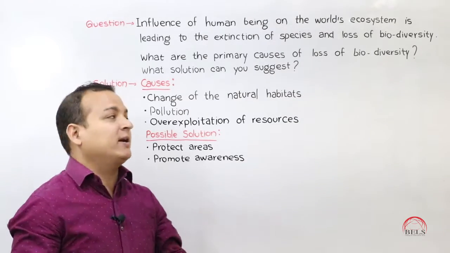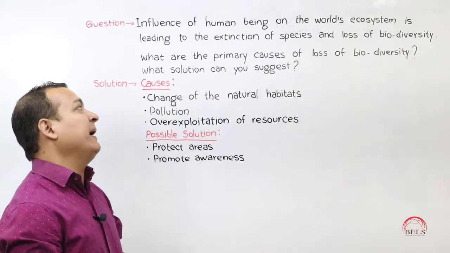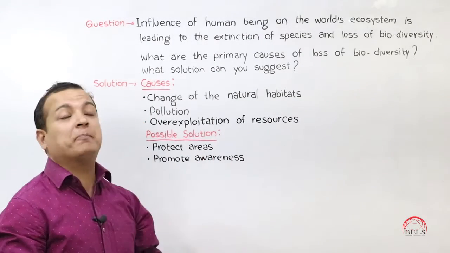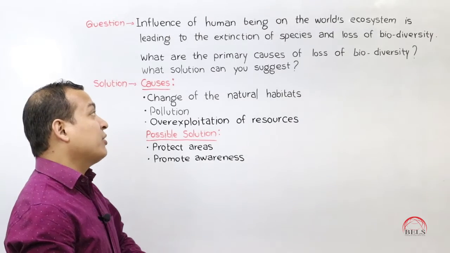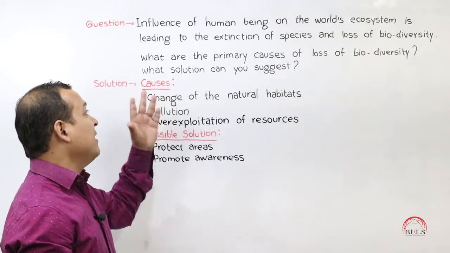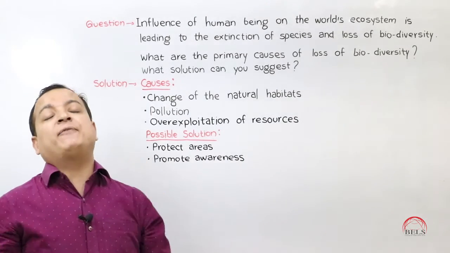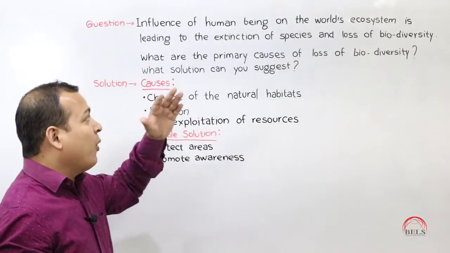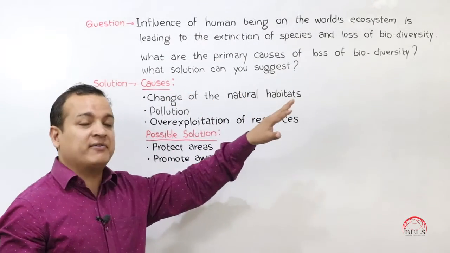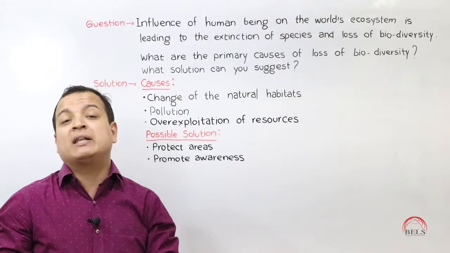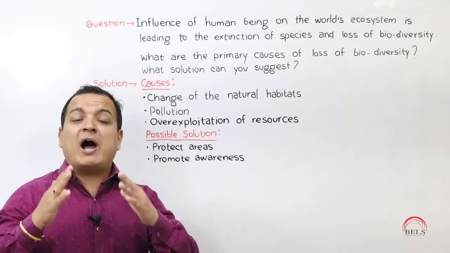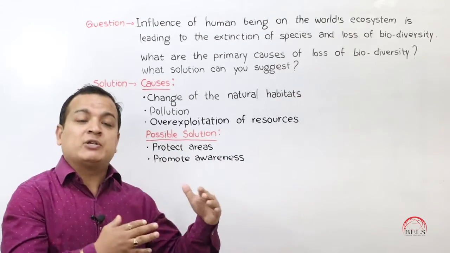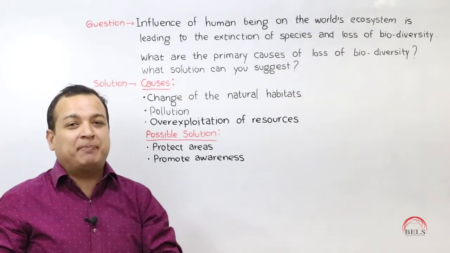Now we have one question here, that is, influence of human beings on the world's ecosystem is leading to the extinction of species and loss of biodiversity. What are the primary causes of loss of biodiversity and what solutions can you suggest? So clearly, this question indicates this is cause and solution. What are the causes of extinction of species and loss of biodiversity, and what solution should be taken into account, that you have to explain? So I personally recommend, before writing this essay, you can simply write down some points so that it will be easy for you to explain it further.